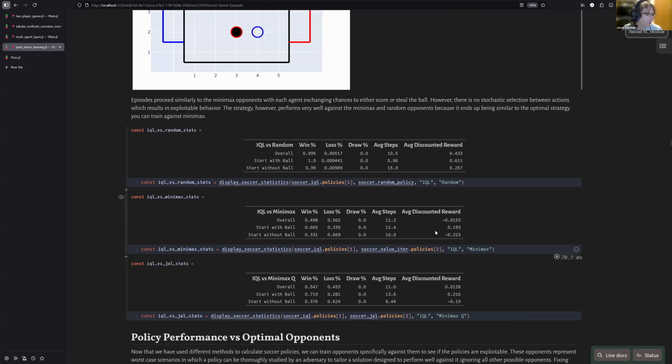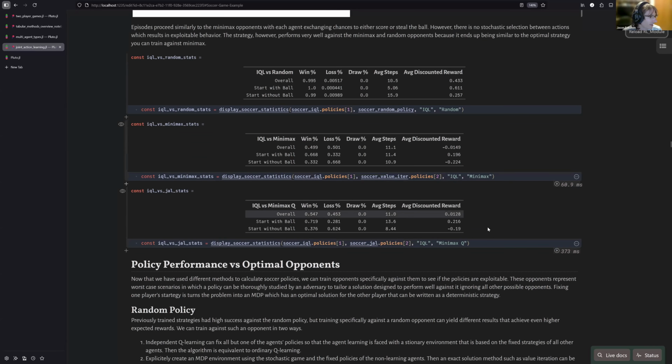But it's still performing pretty well. Because again, the minimax opponent is not trying to exploit this independent Q learning policy. It's just assuming its own opponent is optimal. And again, against the imperfect minimax Q, which learns from sampling and is not exact, it does even better.